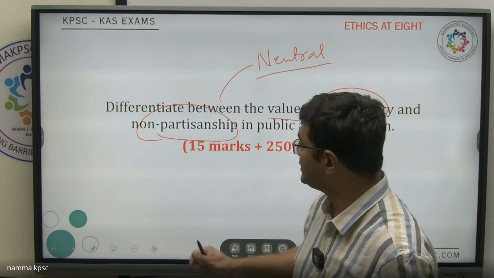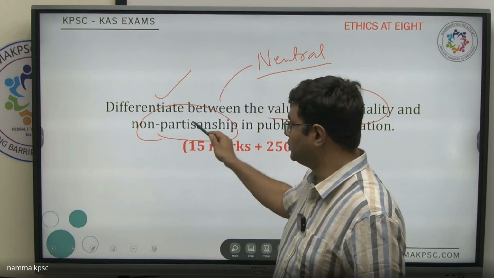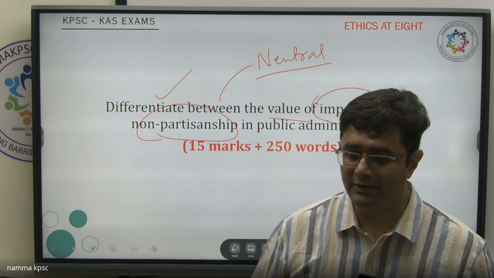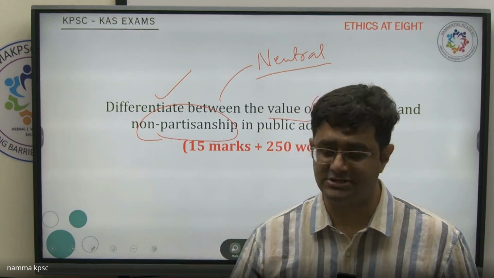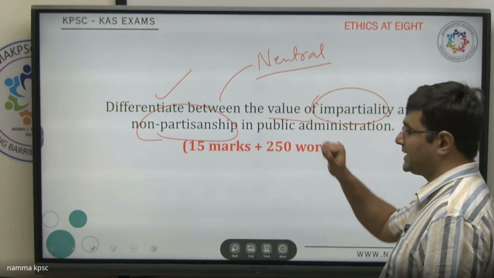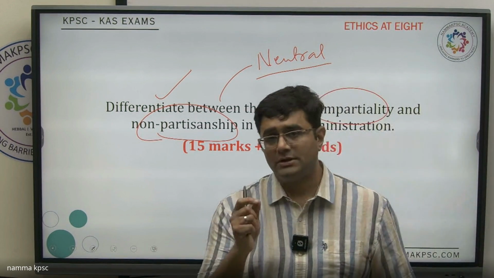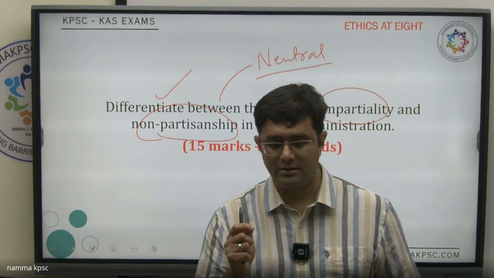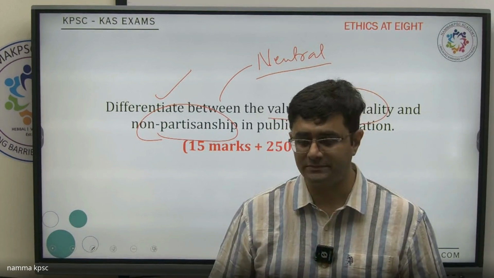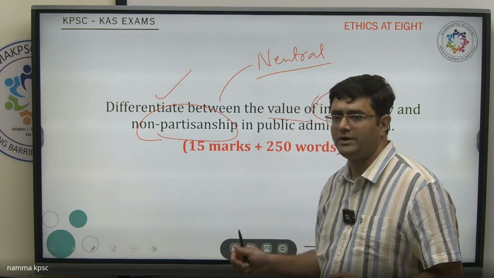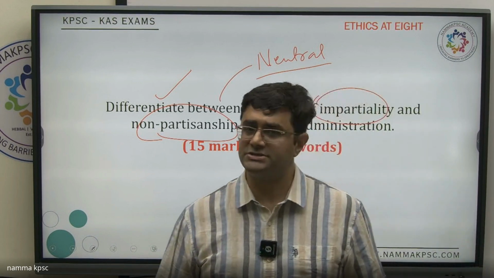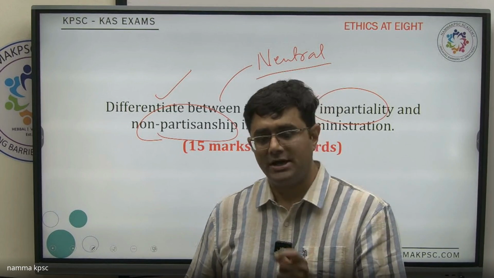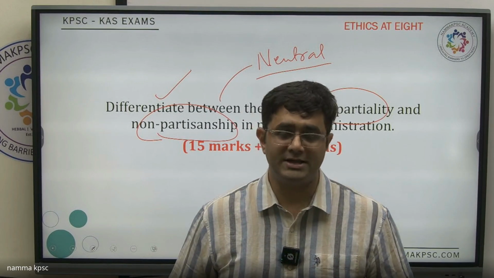The question is asking you to differentiate between the two values. How are they different? What is the difference in their objective? And what is the difference in how they are achieved? That is what is expected from this question. Take about 10 to 12 minutes to answer this particular question. It's a 15 marker, about 250 words, meaning about 2.5 pages you have to write. Pause the video, write it, and then you can compare your answer with the discussion.